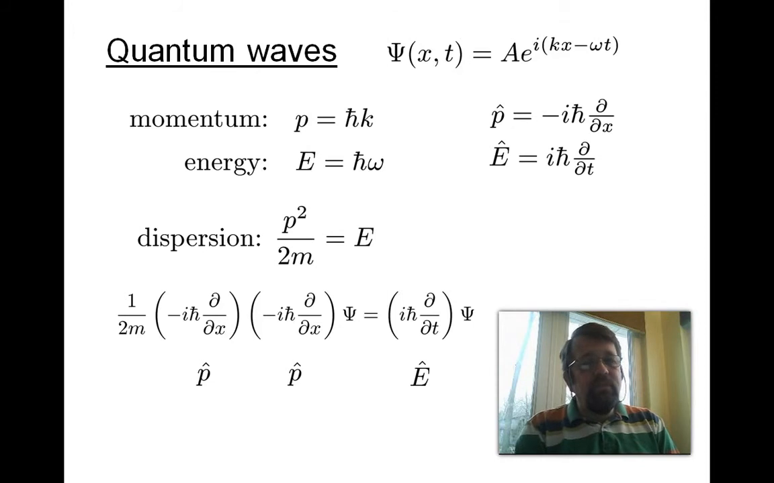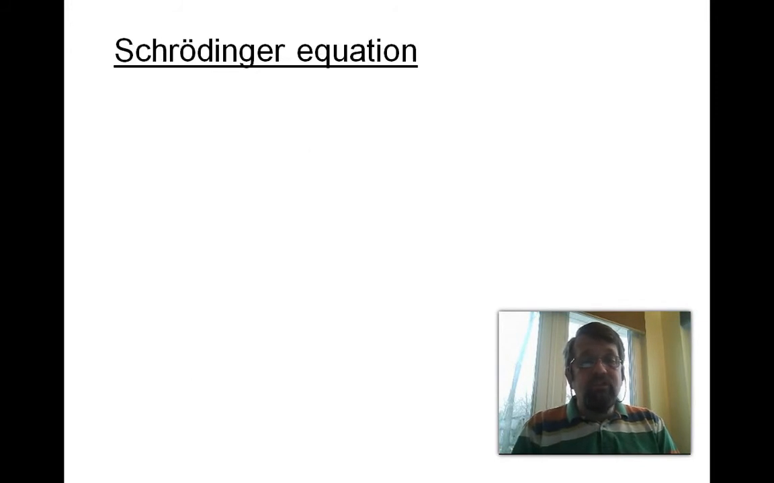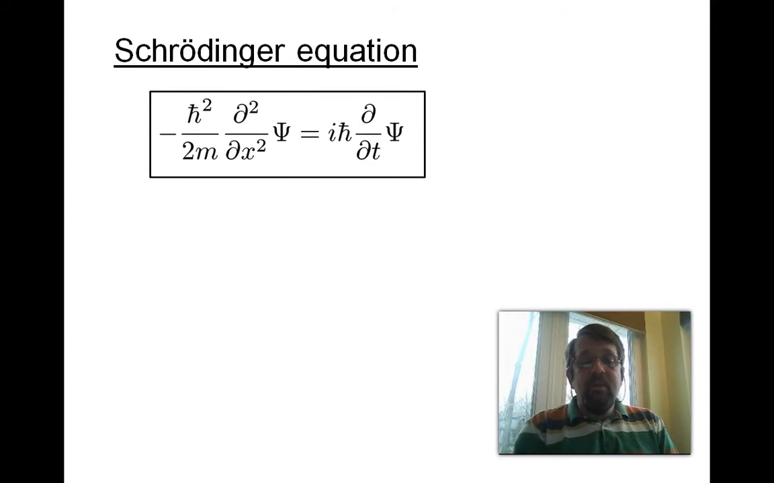And if that's true, then we have the following remarkable equation. It's called the Schrodinger equation. Minus h bar squared over 2m times the second derivative of psi with respect to x is equal to i times h bar times the first derivative of psi with respect to time.